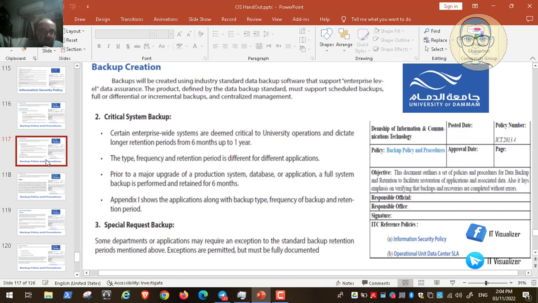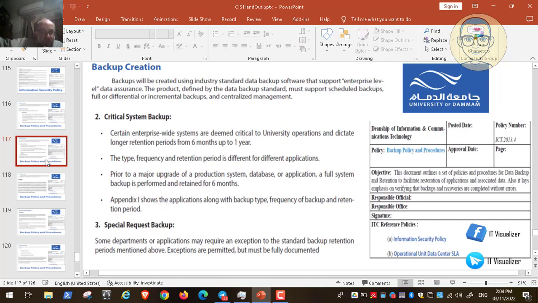So you are taking a backup of the financial system every day, but especially on the day when they are closing the year, they will ask you to take a backup before closing the year. Okay, so this is a special request backup, and this special request backup is permitted. So there are some exceptions.